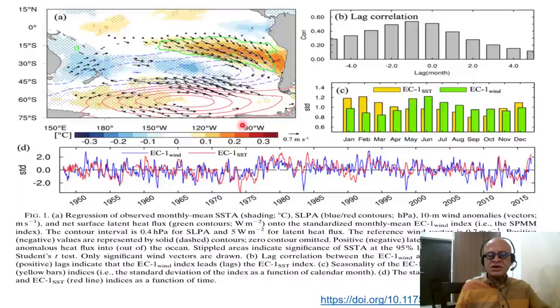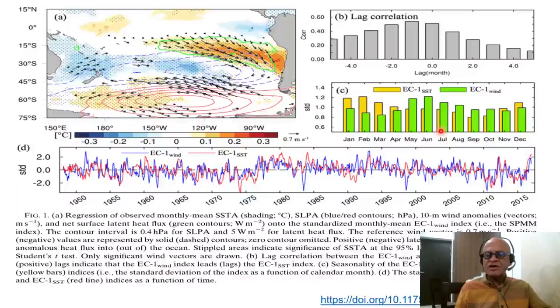Stippled areas indicate significance of the SSTA at the 95% level according to a two-tailed Student's t-test. Always good to do a statistical significance test. And only significant wind vectors are shown. Here lag correlations between expansion coefficient 1 for wind and expansion coefficient 1 for SST are shown, and you can see that there is a lead lag relation. Maximum correlation happens at winds leading by about a month, which is what happened in the northern hemisphere as well. Okay, so negative lags indicate that wind index leads the SST index.